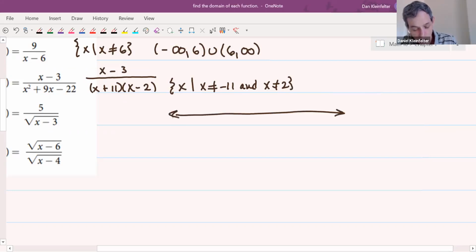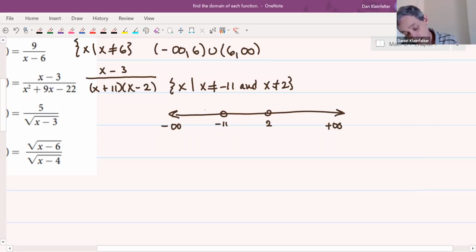So here's the whole number line. It extends from negative infinity up to plus infinity. Okay, but we've seen that we can't have x be negative 11, so we'll punch a little hole in it right there, throw away the negative 11, and we'll also throw away the 2. So what's left?